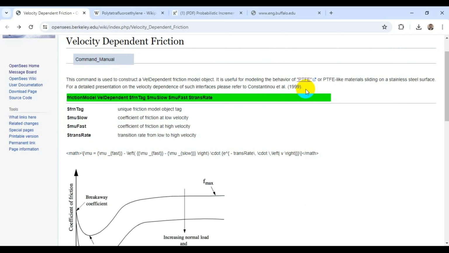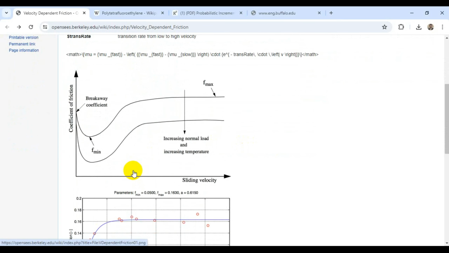So unlike the simple friction model that assumes friction to be constant regardless of the velocity, the velocity-dependent friction model considers the fact that friction can change as the relative velocity between the surfaces changes, and it is obvious here. This is particularly important for materials like the one I discussed here, the PTFE, where friction behavior can vary significantly with the sliding speed.